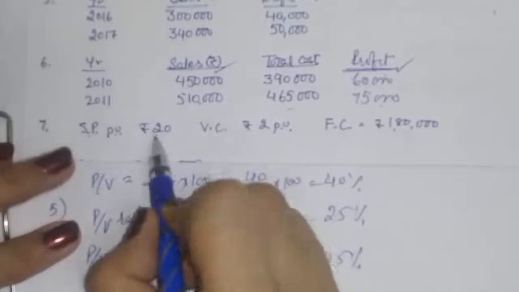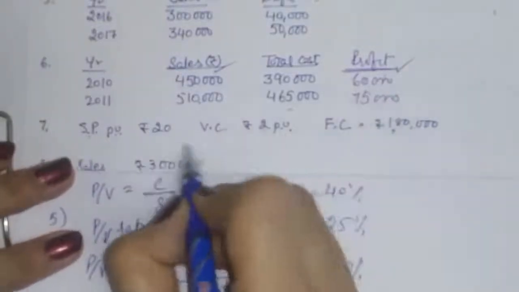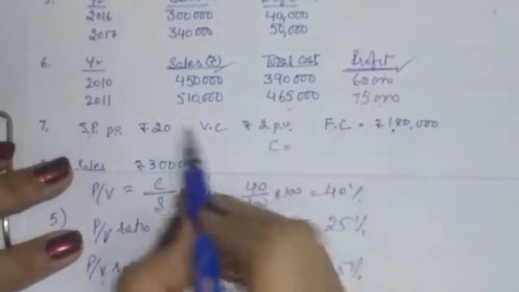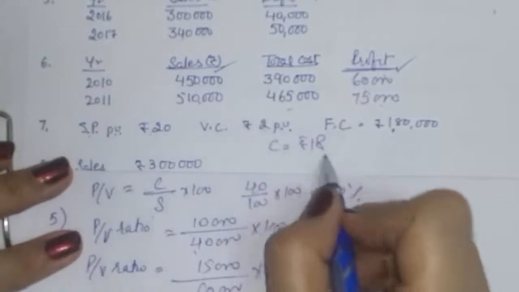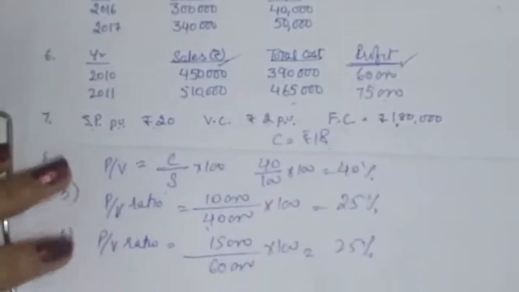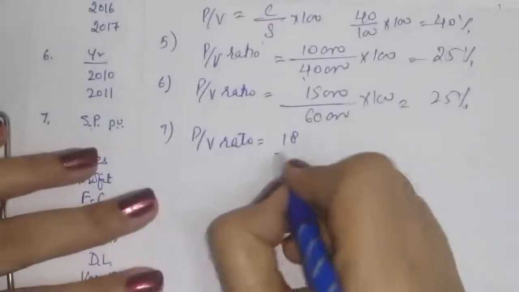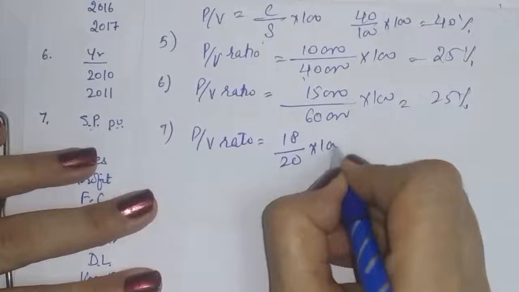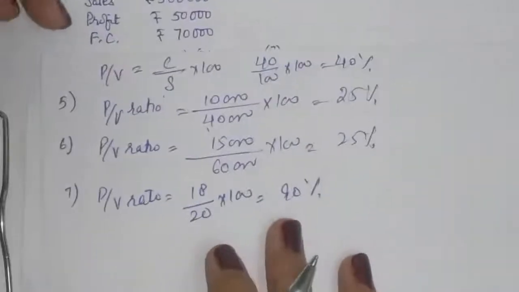Now next question. Selling price is 20, variable cost is 2, fixed cost is 1,80,000. So contribution is going to be 18 rupees, isn't it? Selling price minus variable cost is your contribution. So PV ratio will be contribution upon selling price into 100, that means 90%. So you can determine PV ratio based on these formulae.